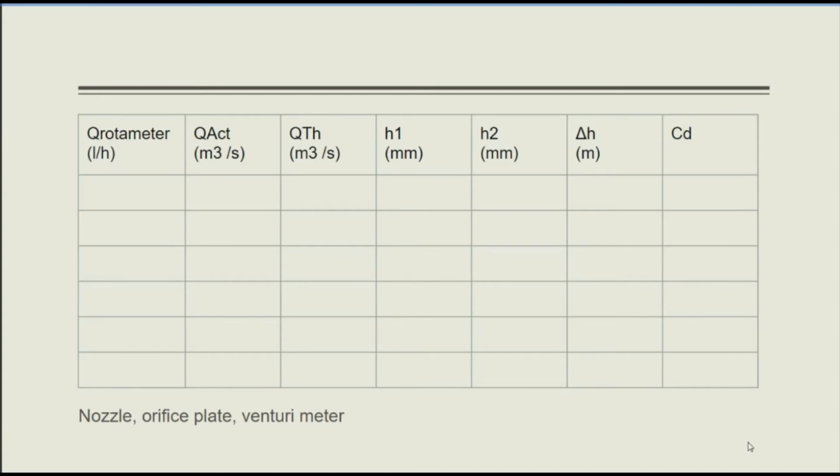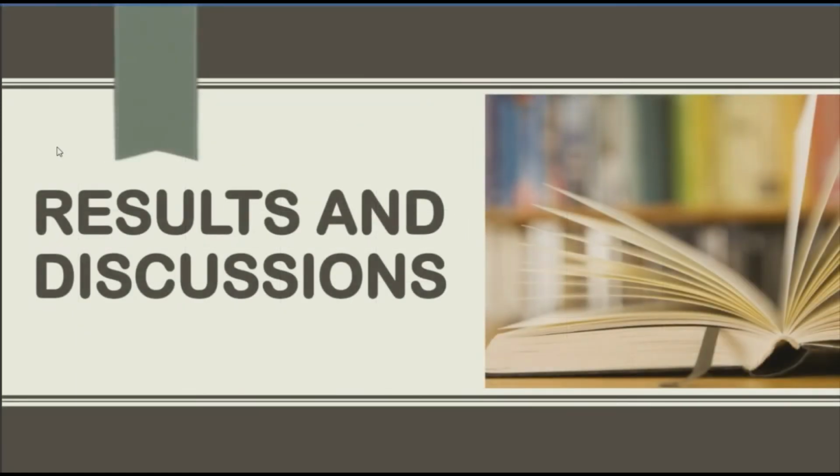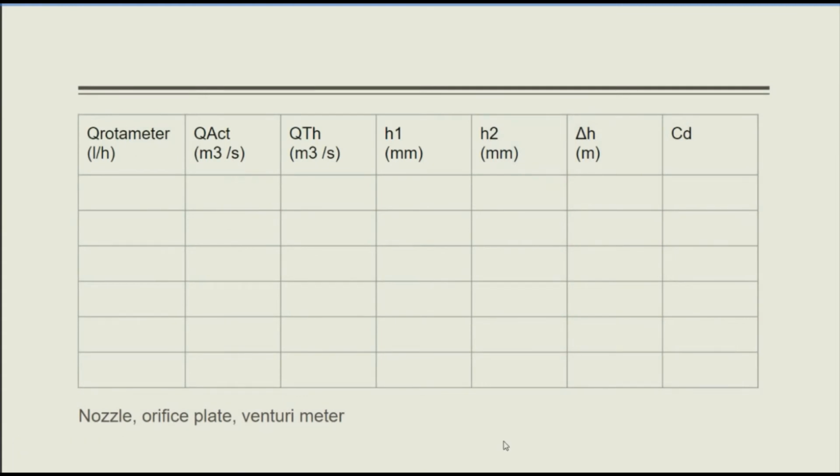Okay, as for the raw data, for nozzle, orifice plate, and venturi meter, the 3 flow meters use the same data. As for the Q rotameter, which is the flow rate of the rotameter in units of liters per hour, we need to convert the liters per hour to cubic meters per second to get the actual flow rate.